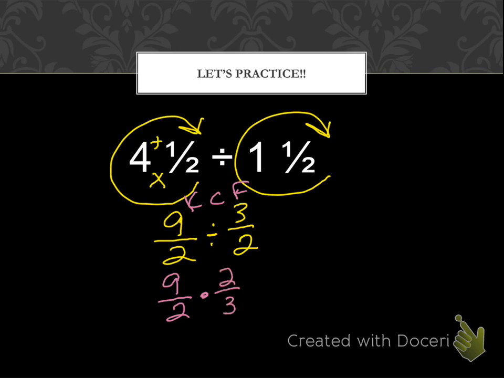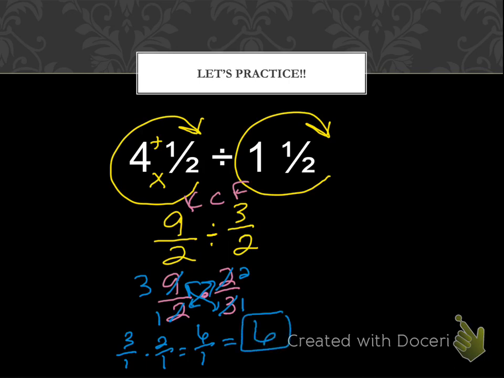I expect you guys are going to breeze through this today. Cross cancel. 2 divided by 2 is 1. 2 divided by 2 is 1. Cross cancel here. 3 divided by 3 is 1. 9 divided by 3 is 3. So my problem is 3 over 1 times 2 over 1. Which gives me 6 over 1, which is, of course, 6.